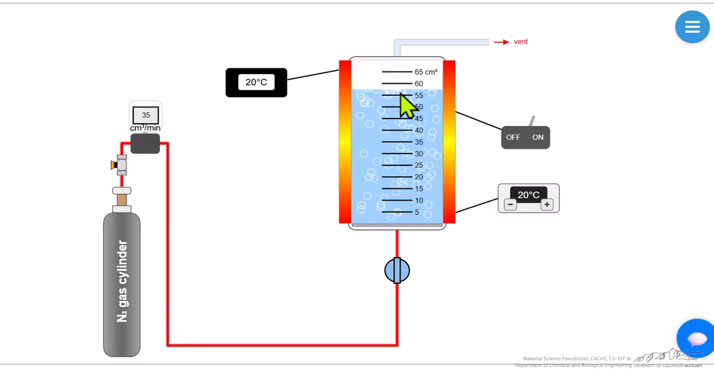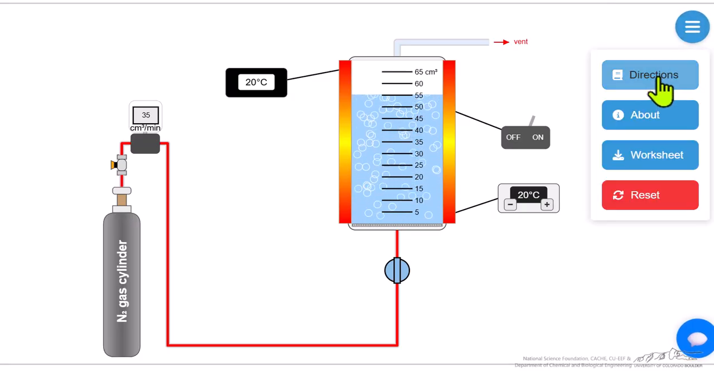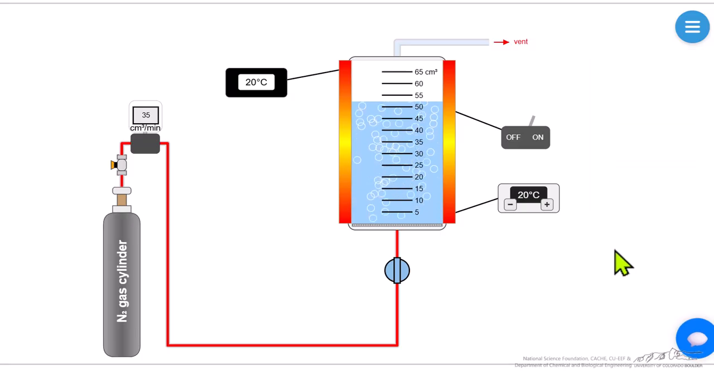Now, time is accelerated in this simulation compared to the physical system just to make it possible to carry out the experiment in a reasonable amount of time. The simulation has directions that explain a little more about how to carry this out, and it has a detailed worksheet that is a PDF file you can download and explains what measurements to make and what analysis to do. And if you want to start over, you can hit this reset button.